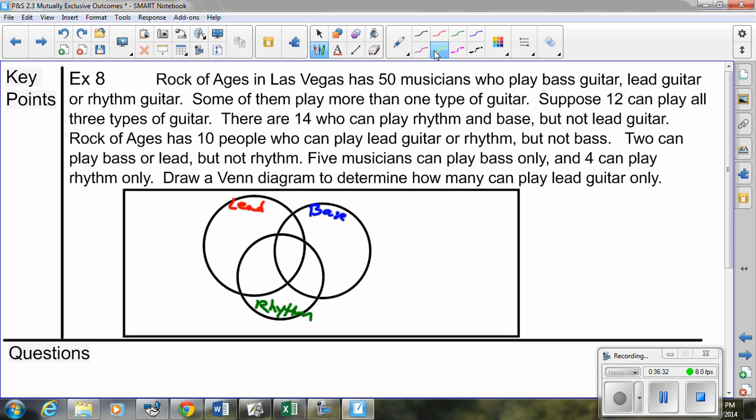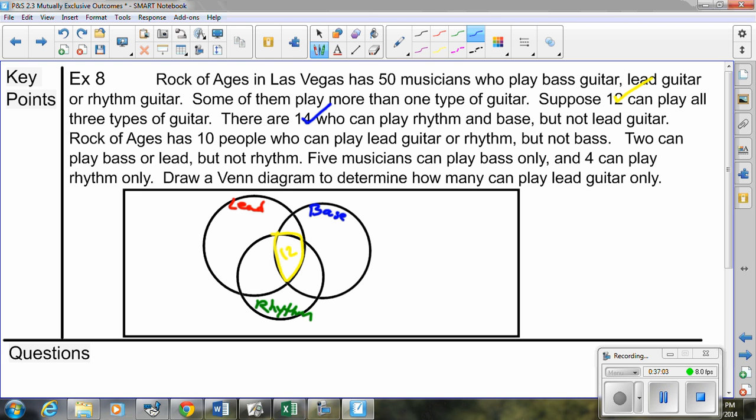Let's start filling in the pieces that we know. 12 people can play all three types. Where does that go? It's got to be in the intersection of all three circles. So where is the part that has all three? That's this region here. We've got to have 12 filled in. Go to the next one.